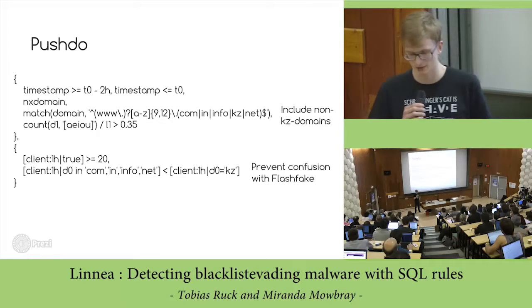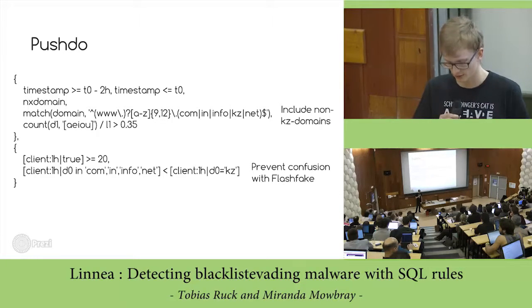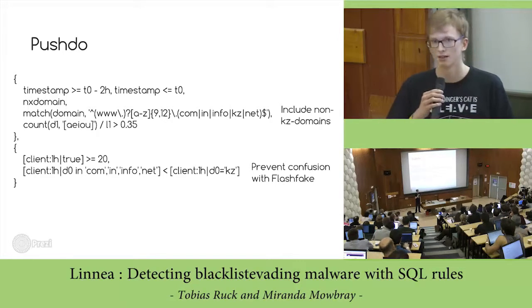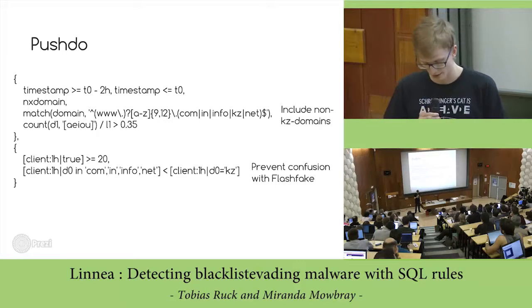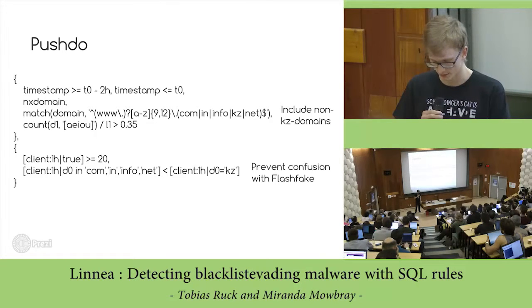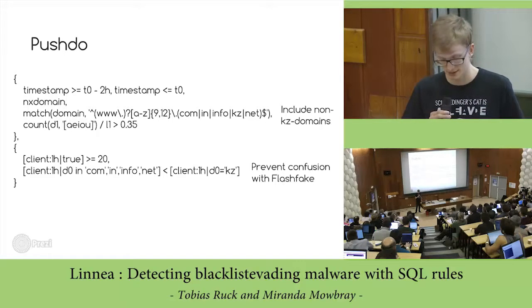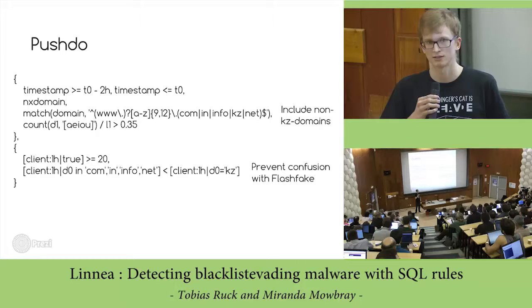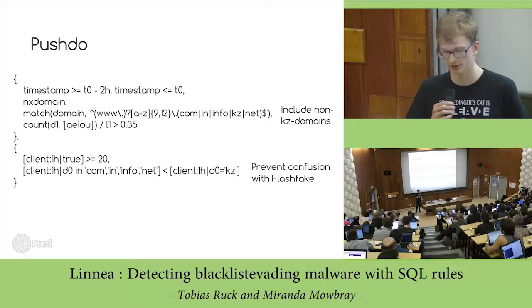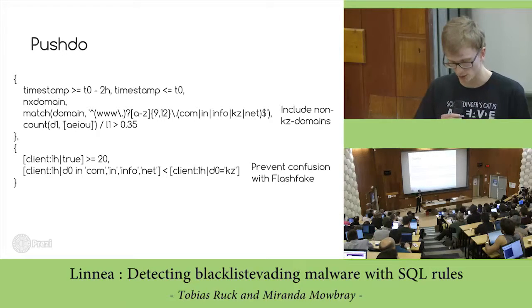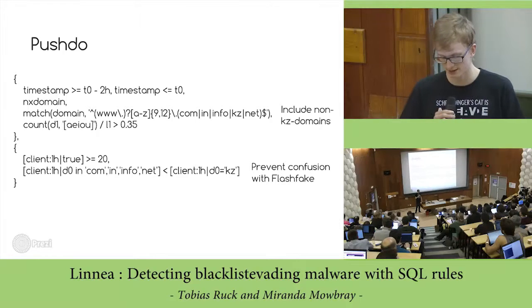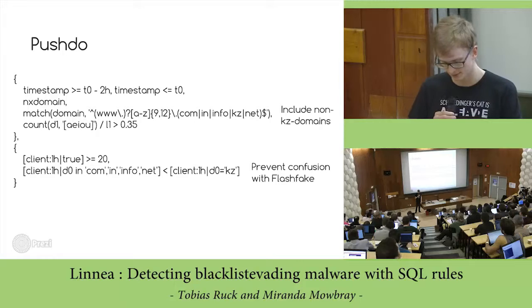Also note that push-to only queries KZ domains, but in the regular expression we also leave in com, in, info, and net. This is since another DGA called flashfake queries com, in, info, KZ, and net, and we leave those in only to filter them out in the next block, where we check if the number of KZ domains is larger than any of the other domains.